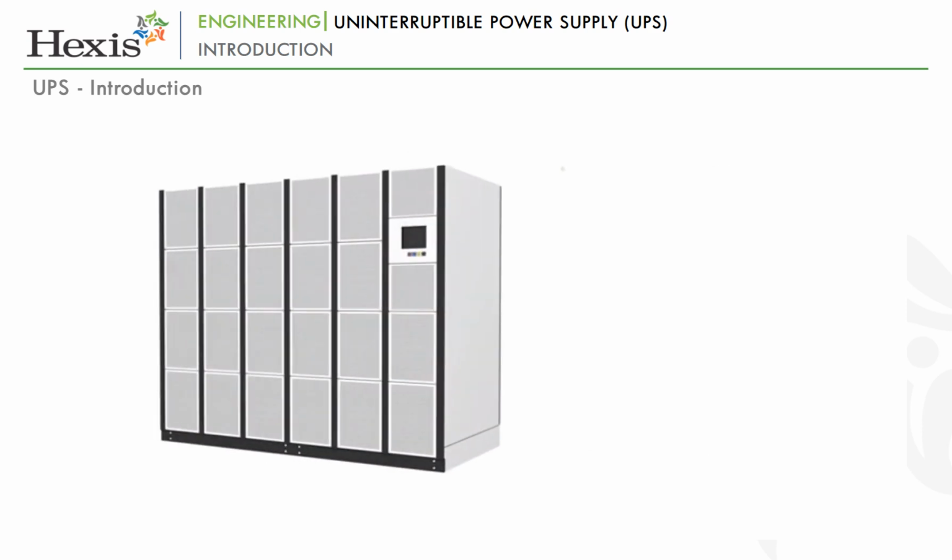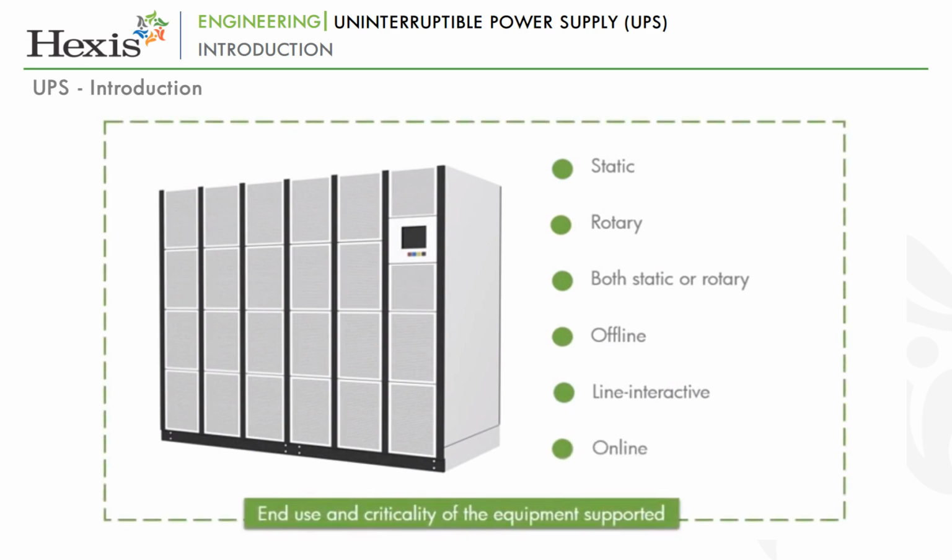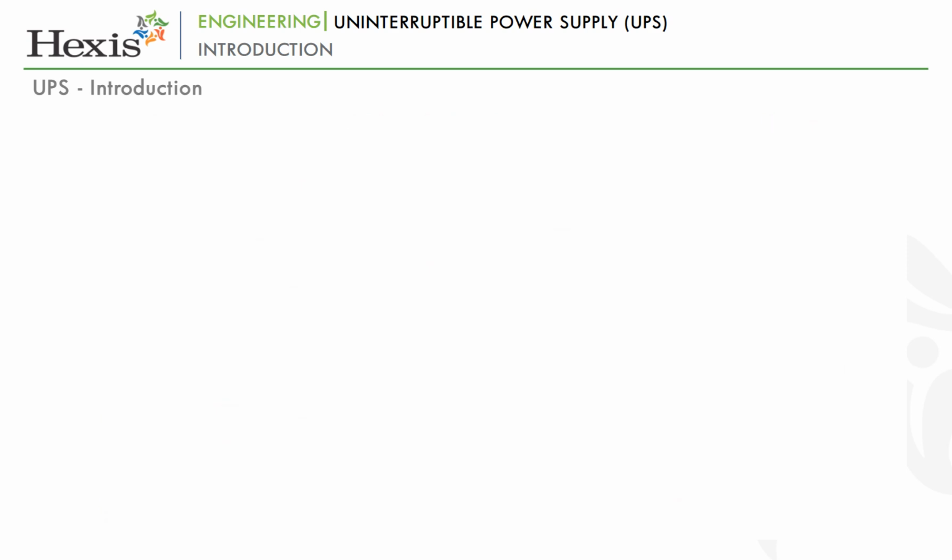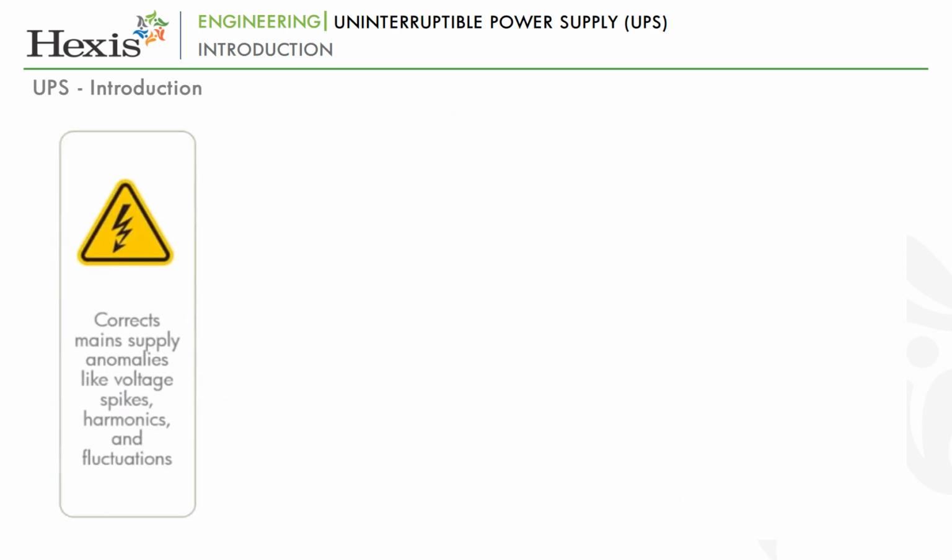UPS systems can be static or rotary or a combination and may be offline, line interactive, or online depending on the end use and criticality of the equipment supported. UPS systems are helpful in correcting the main supply anomalies like voltage spikes, harmonics, and fluctuations in voltage or frequency.